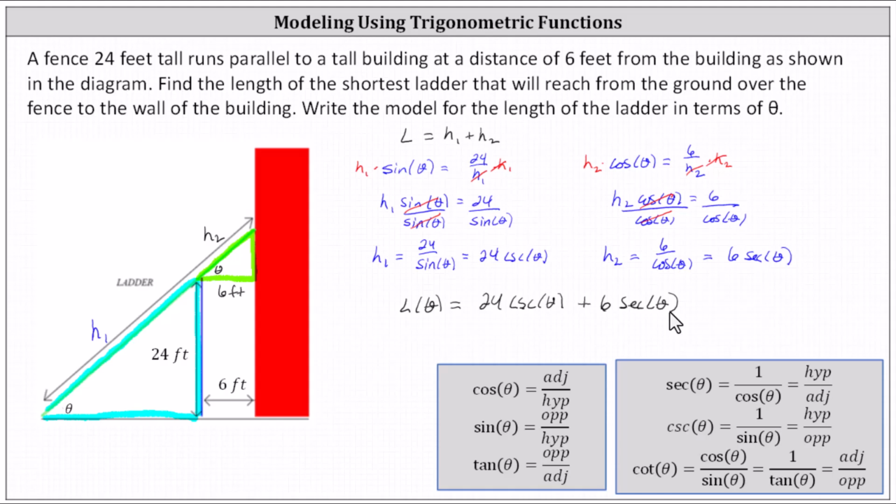And again, we know this is the length of the shortest ladder because of the two right triangles where the ladder touches the top of the fence and extends to the building. If we knew the angle theta, we could determine the length of the shortest ladder.